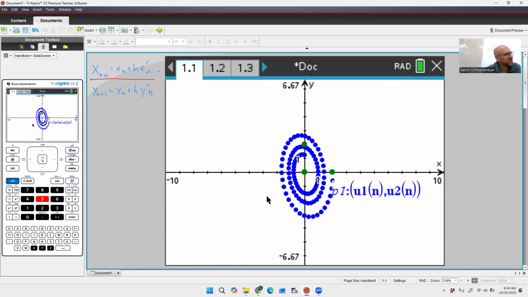I'm really starting to like this calculator now that I understand how to use it for this. You can do this thing. You can't do the spreadsheet method with the 84. You can do this method, but it's harder. Well, actually, I'm not sure if you can do the custom sequence. You can do the individual sequences.